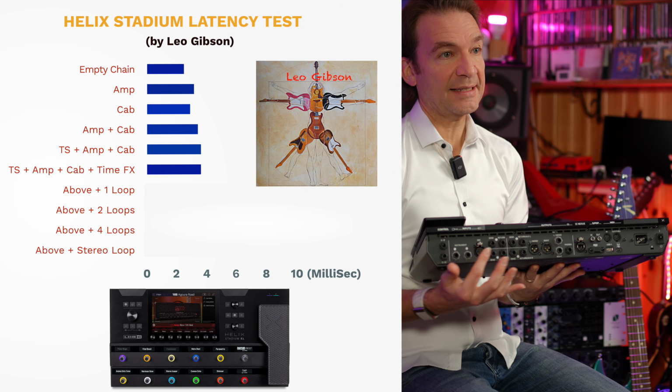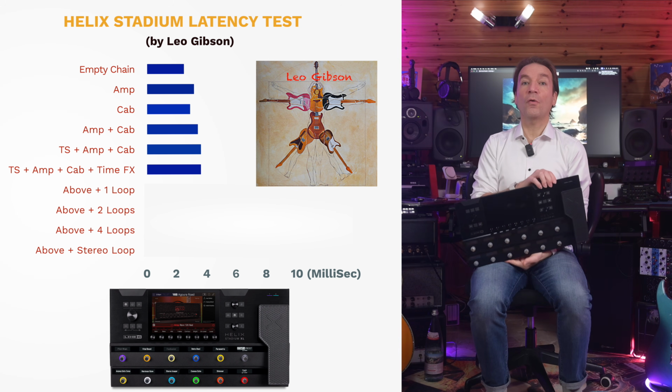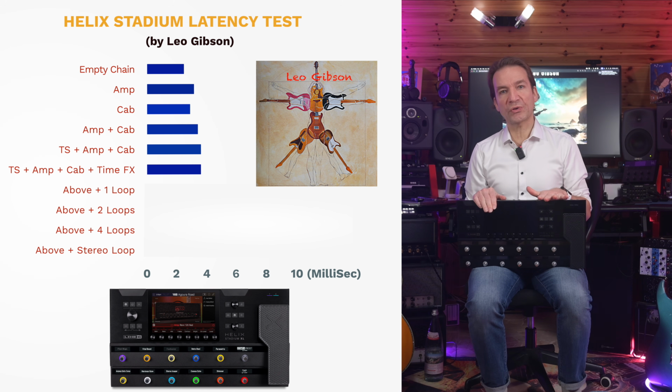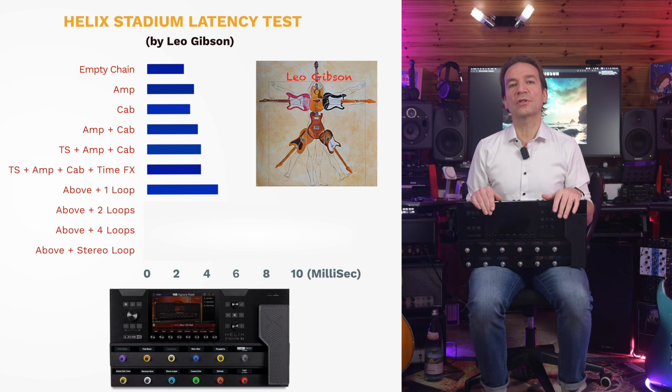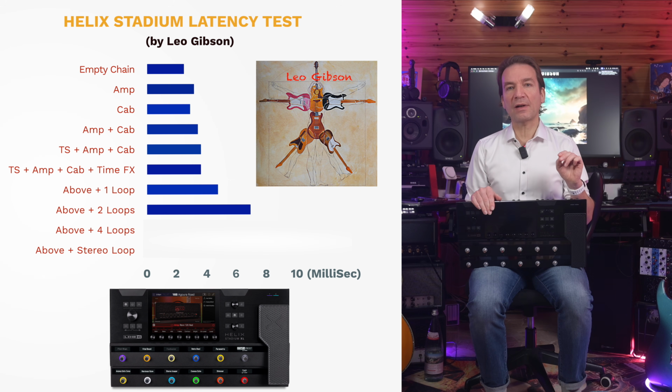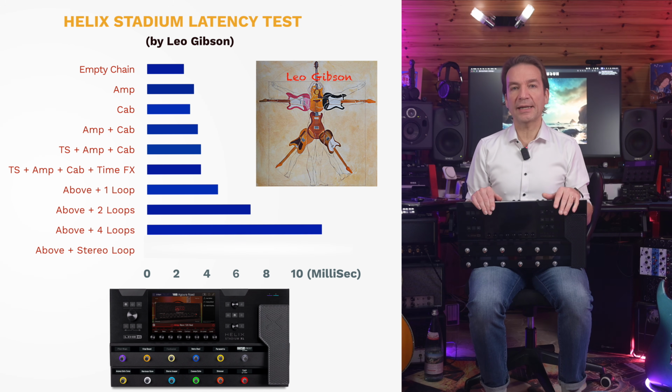Now let's talk about the external loops. And we have 4 mono loops or 2 stereo loops here. Of course, to make this test, I have jumpered the loops of the Helix. So if you add an external device in the loops, you should add its latency to the numbers. If we use the first loop, the latency rises to 5.3 milliseconds. Adding 2 loops, the latency goes to around 7.5 milliseconds. With all the 4 loops in the chain, in mono, we have around 12 milliseconds of latency, which is quite a lot.